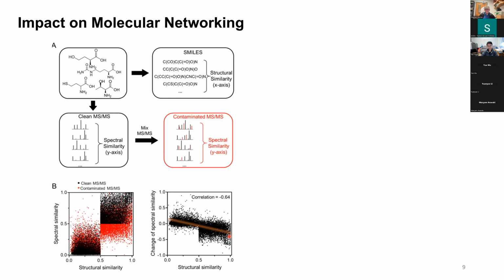And this is all because of the chimeric MS/MS. When you have pairs of high spectral similarities, the chimeric MS spectra will bring down their spectral similarity. On the other side, if you have a low structural similarity, then these chimeric MS/MS would boost up their spectral similarity. So in both cases, it's not what we want, and it's bad for molecular networking analysis.